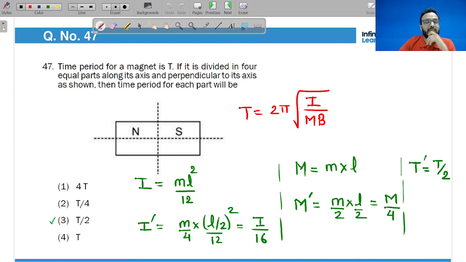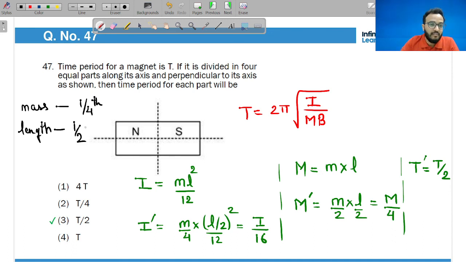Now we are cutting this bar magnet into 4 sections. So when we cut it into 4 sections, its mass becomes 1/4, the length of each bar magnet becomes 1/2, right? So the magnetic pole strength becomes half. So mass becomes 1/4, length becomes half, magnetic pole strength becomes half.